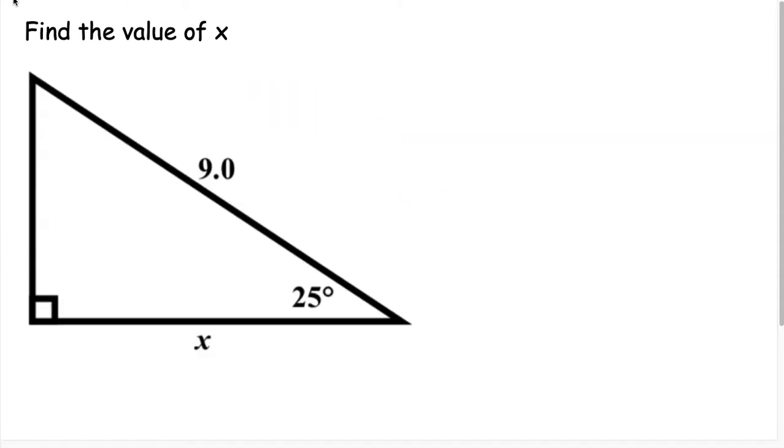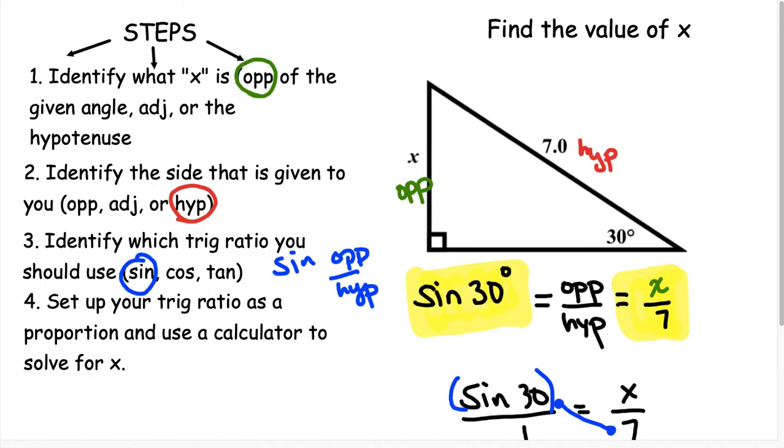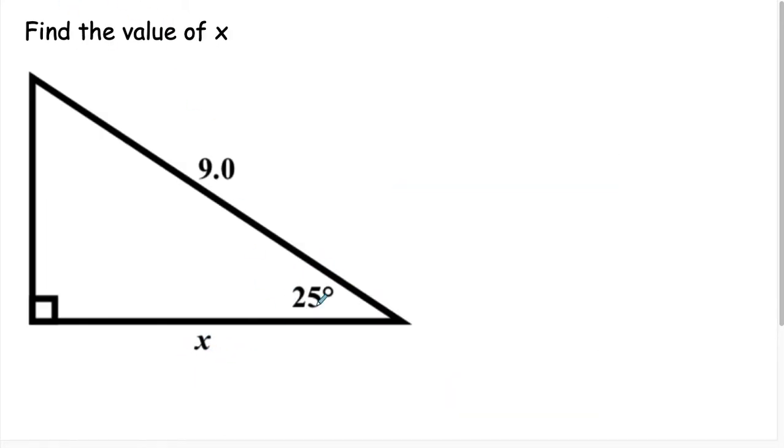So let's say here we have to find the value of x. Step 1 is to identify what x is. So x is here in relationship to this 25 degrees. X is the adjacent side. And the given side is 9. We know it's across from the 90-degree angle, and that is always your hypotenuse.